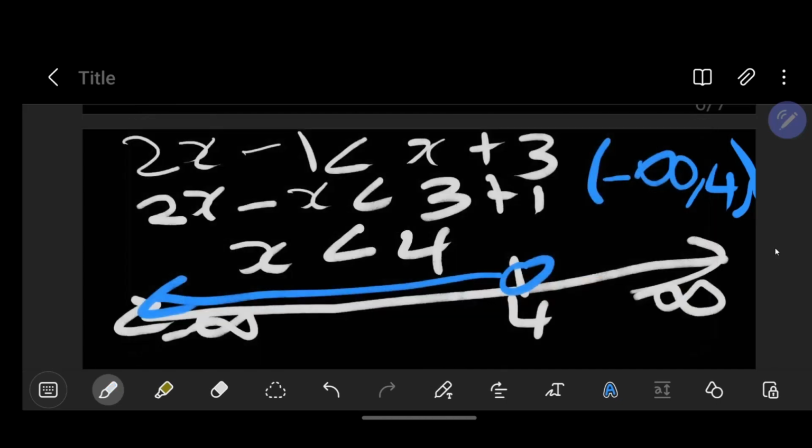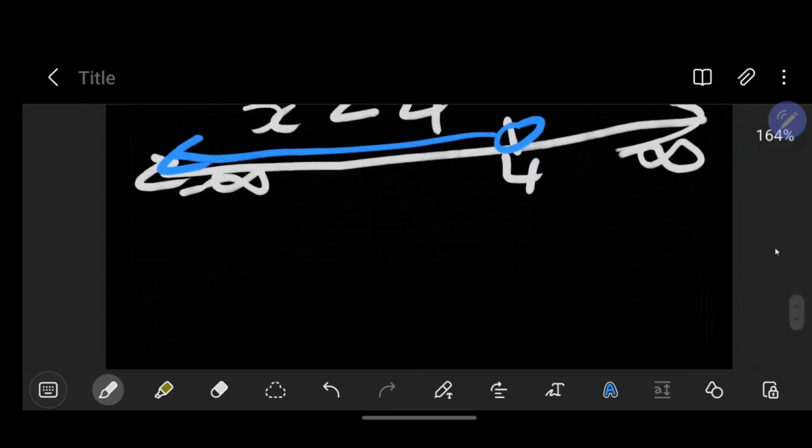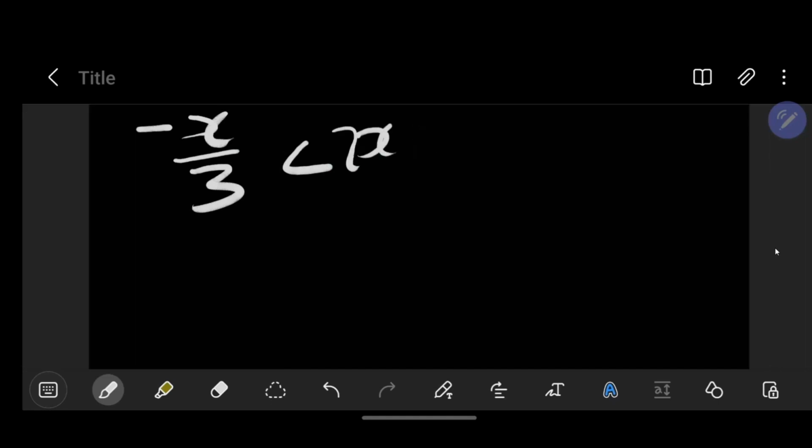Okay. Let's look at another example. Let's go slightly more complicated. This is where your maths comes into play. So let's use minus x over 3 is less than 2x plus 1. So the first thing we need to do is, as you may guess, let's get rid of the denominator 3. To do that, we multiply both sides by 3.